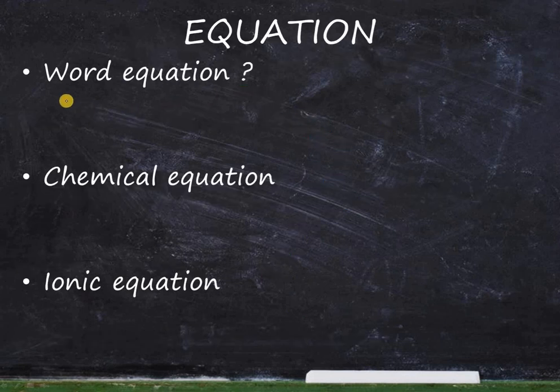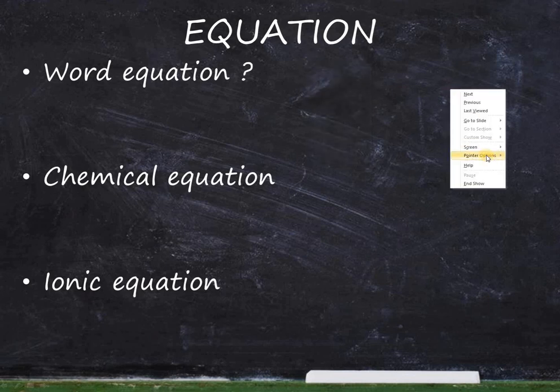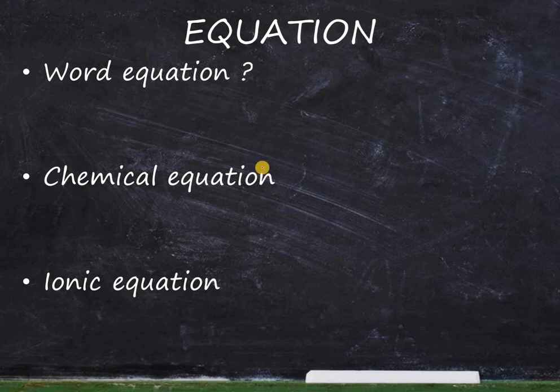So equations come in three types: word equation, chemical equation, and ionic equation. Let's take an example. Suppose I want to make a common salt, which is NaCl. If I want to make sodium chloride, how can I make it? In a word equation we write the proper words: sodium plus chlorine gives sodium chloride.